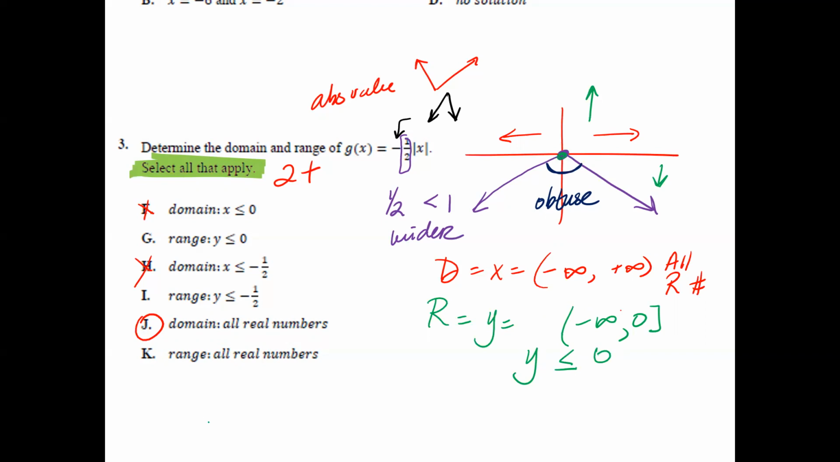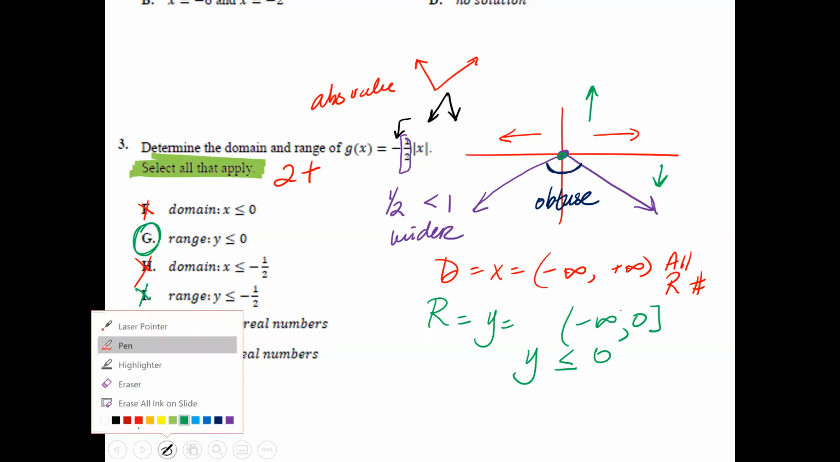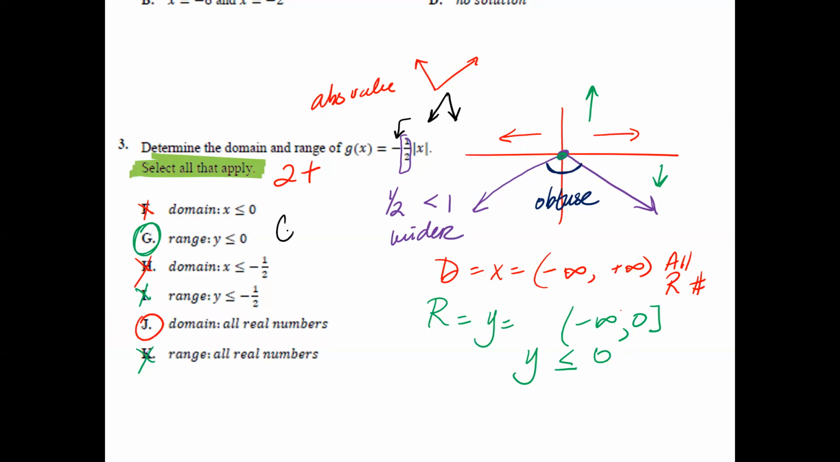So which one says that? G. G is another one that says that. So it cannot be I, cannot be K. So the two answers that you need to circle for this one on the task are G and J. So when it says select all that apply, it means there are two or more right answers. If you only select J, your answer is wrong. If you only select G, your answer is wrong. You have to make sure you select both of them, okay?